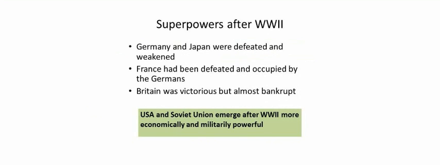France had been taken over by Germany by 1940. It had been defeated. It had been occupied by the Germans. The Germans had taken a lot of it. Much of it had been destroyed during the war. It was no longer a superpower. Britain had won the war. We know that. We know Britain was on the winning side in World War II.